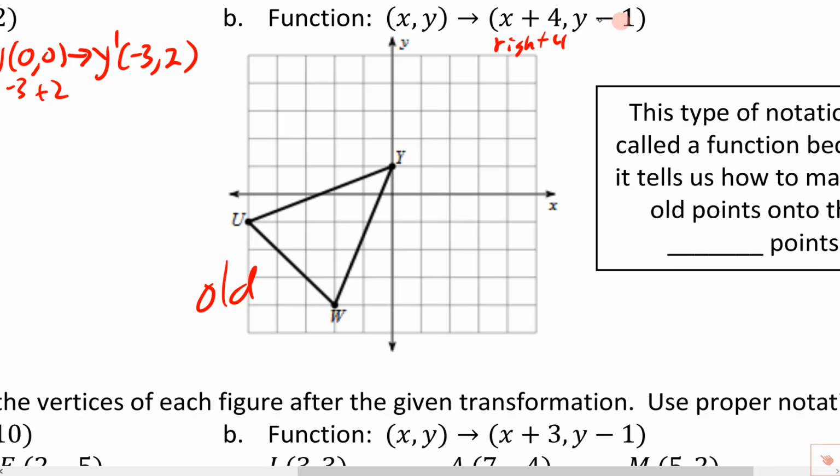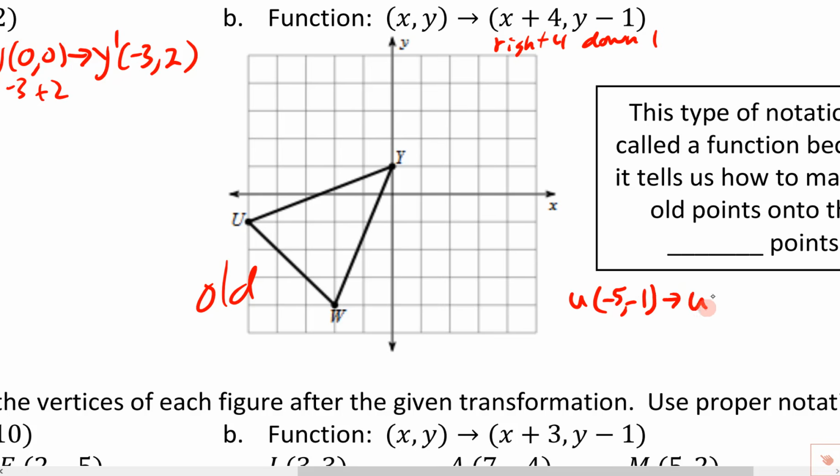And if you subtract 1 from the y coordinates, so if it used to be y, now it's going to be y minus 1, that's going to move it down in the y direction. It's going to move it down 1. Okay? Now, I am going to take this particular point right here. I am going to take u. So u is at this point right here. It's at, let's see, 2, 4, 5. So that would be negative 5, comma, negative 1.